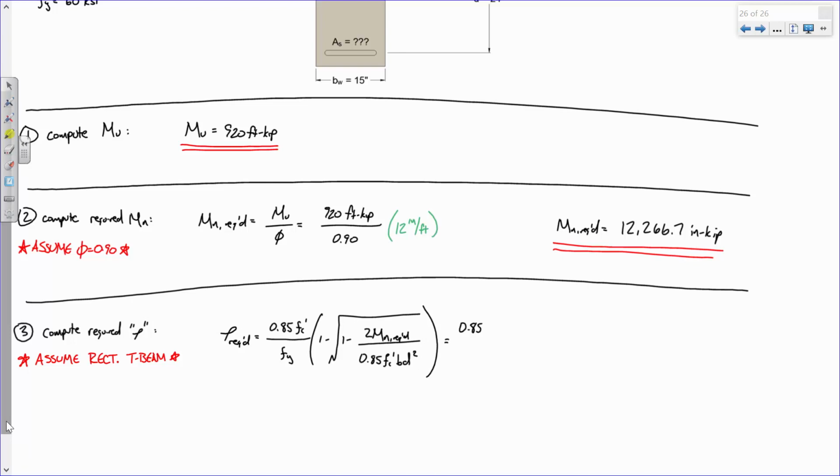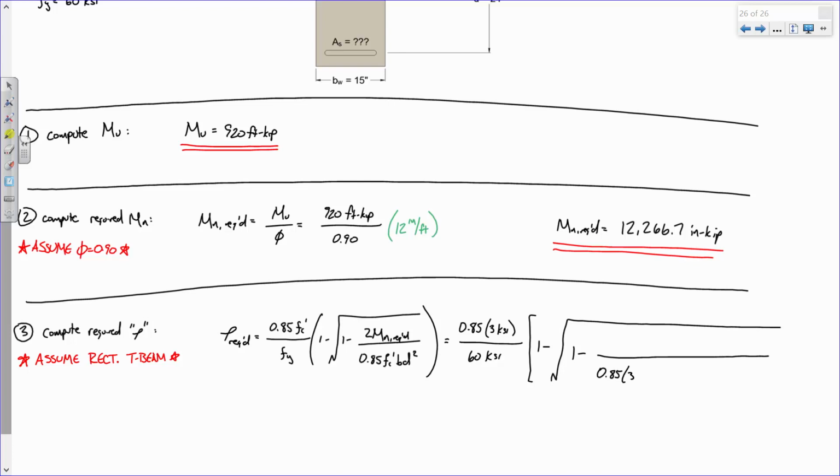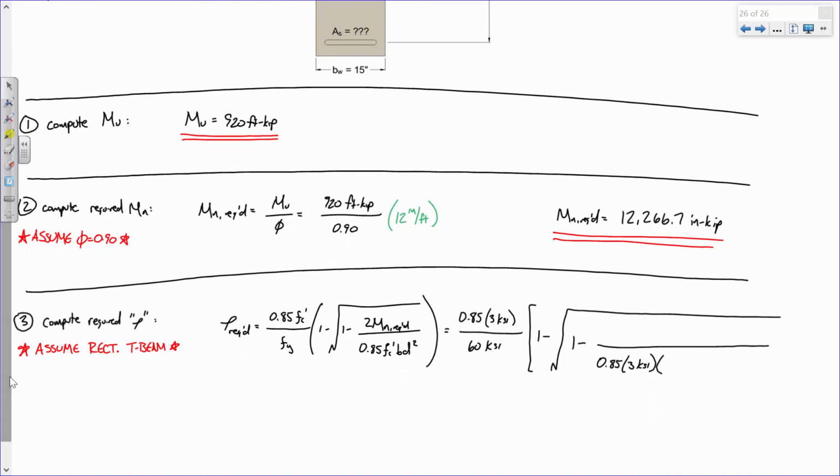So 0.85. This problem has 3 KSI concrete, not 4. One minus... All right, b is 54 inches and d is 24 inches. Don't forget to square that d on the bottom, and then 2 times 12,266.7 inch-kips.